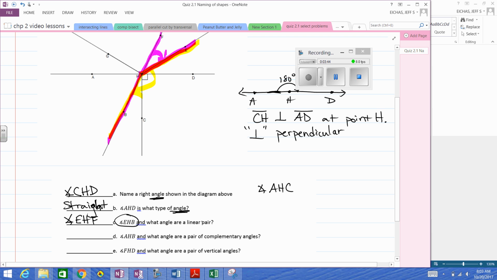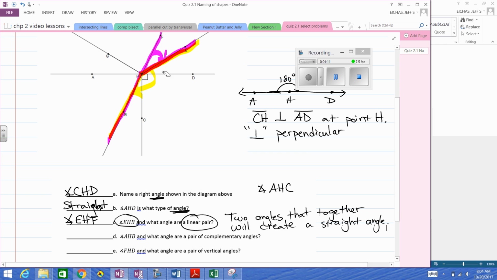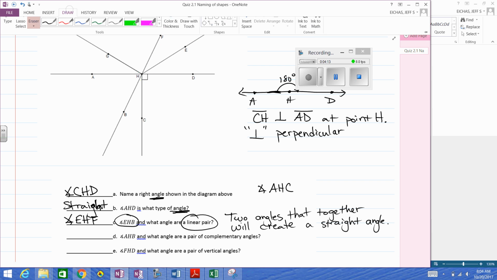The linear pair, right? It's two angles next to each other. Okay, so two adjacent angles that together will create a straight angle, or a line, whatever you want to call it. Okay, so that wasn't too bad on the quiz, but could have been better. All right, next one.